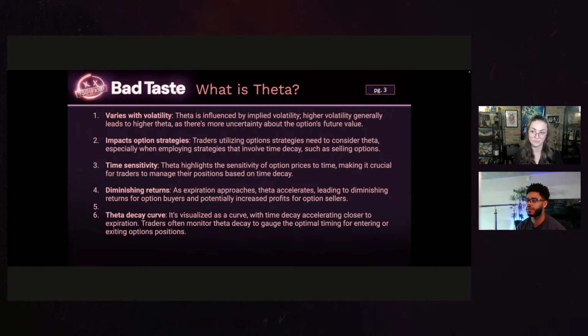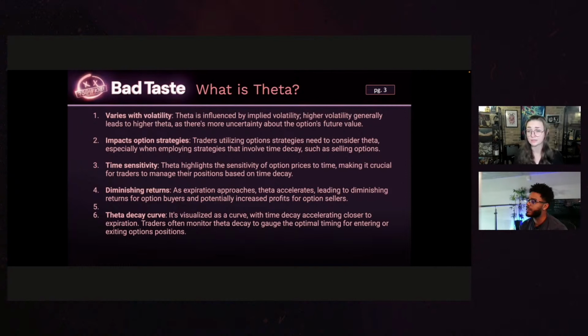You kind of touched on this next one, Julie, but impacts on strategies. Traders utilizing option strategies need to consider theta, especially when employing strategies that involve time decay, such as selling options. We kind of just talked about on the first slide, is theta something you take a peek at before you send a trade through? I feel like it ties into this a little bit, because it's like, know the impacts of theta on your position, but at the same time, it's easy to not have to look at it when you're sending a trade through, because can't we automatically assume theta could be decent depending on if we're even collecting enough credit on the trade before we even send it through?